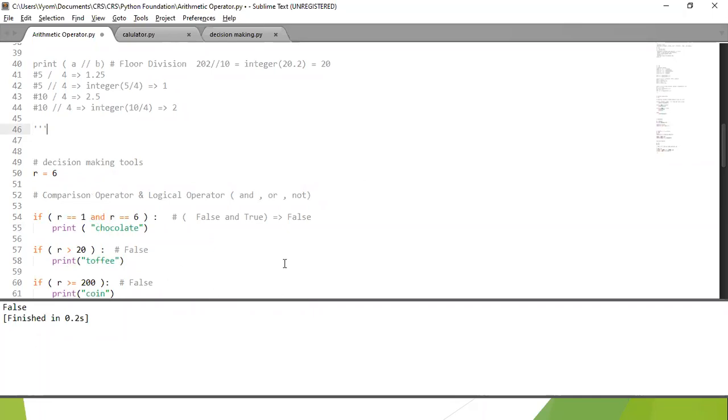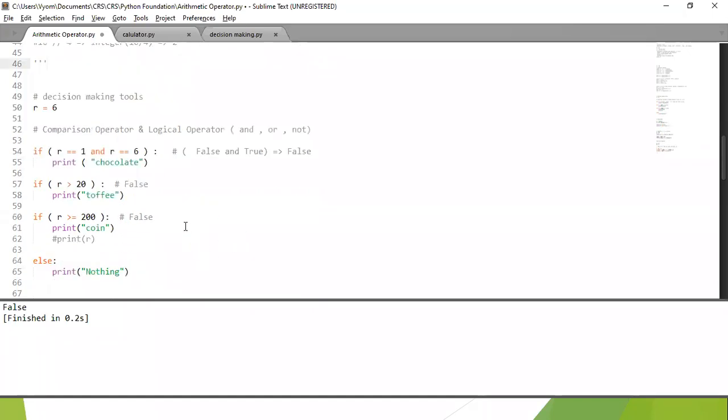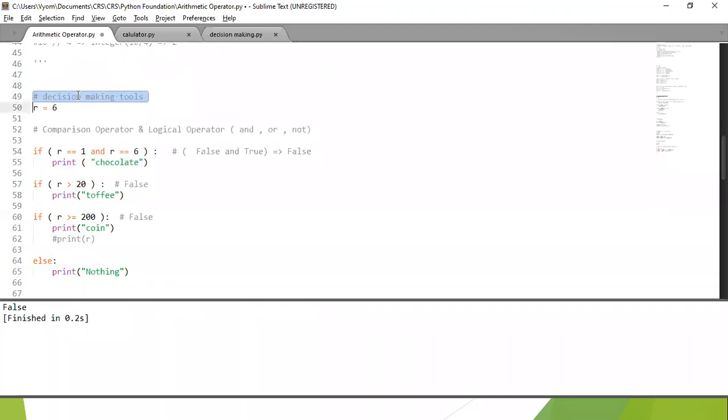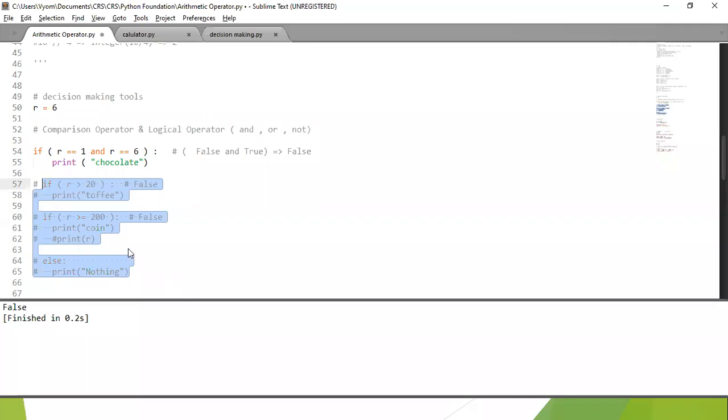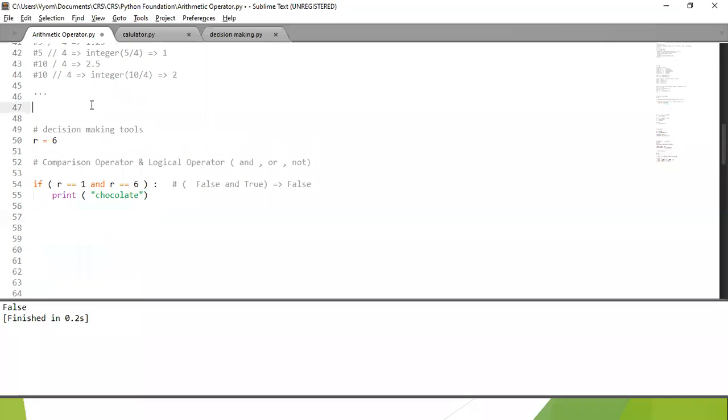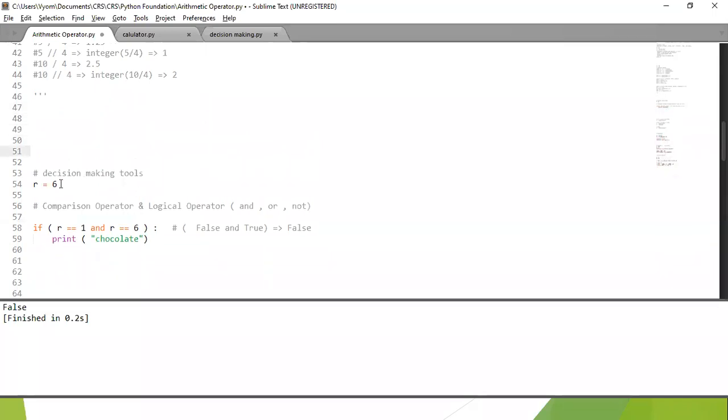comparison operators, let's quickly try and solve a practical use case, which will also talk about decision making. Let me quickly remove these for a minute, or let me comment them. So now they're commented. Okay, don't worry about these. These are hidden now. You have to focus on this. So this is what you have. R equals 6. Let me remove this also. So please follow me properly.